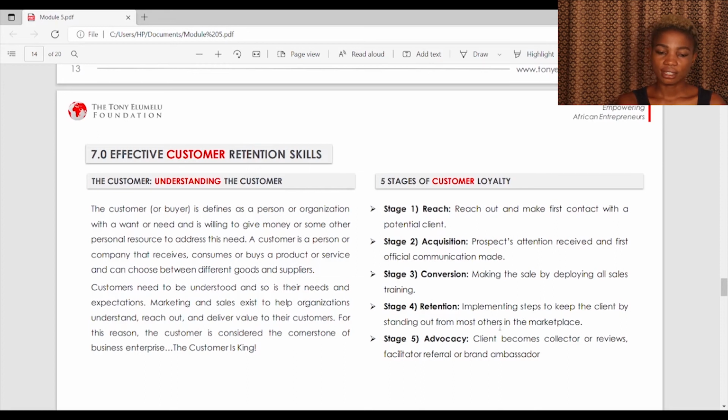Then advocacy. Now this client has become your brand ambassador. They are now advertising and marketing for you, maybe in their workplace, with their family or friends, and they talk about a product that you sell. You see them marketing for you because they are satisfied that you delivered exactly what they want. So now they are doing word of mouth marketing for you, right?